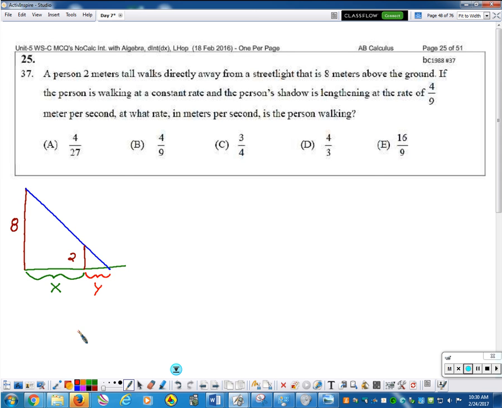Okay, that's how the problem is described. Now we need to follow the acronym.